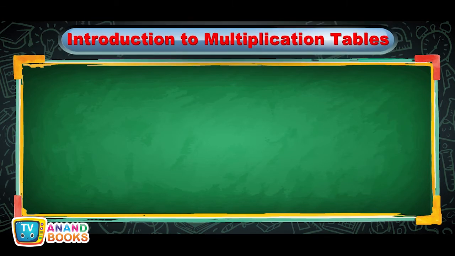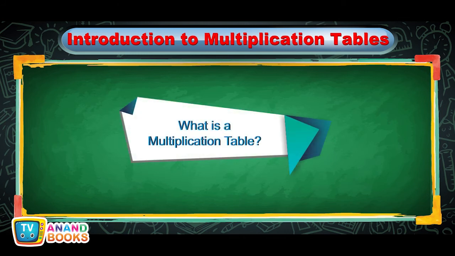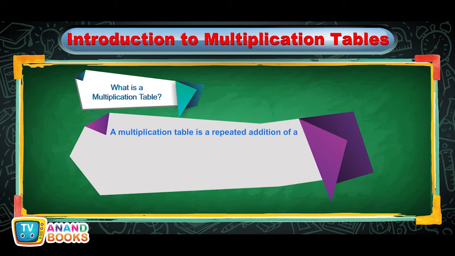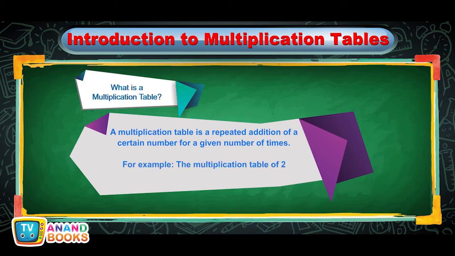Introduction to multiplication tables. What is a multiplication table? A multiplication table is a repeated addition of a certain number for a given number of times. For example, the multiplication table of 2 would give you the addition of 2 multiple times.